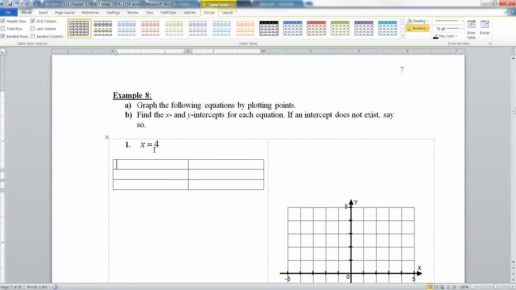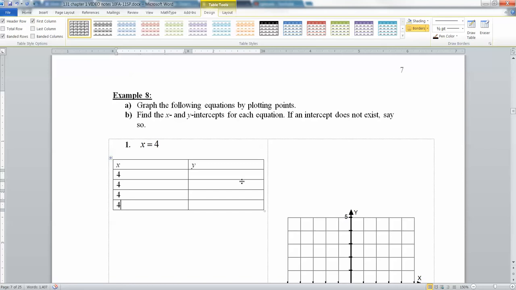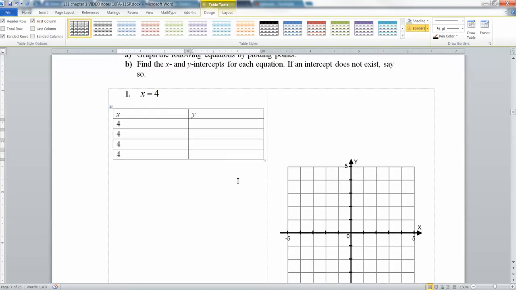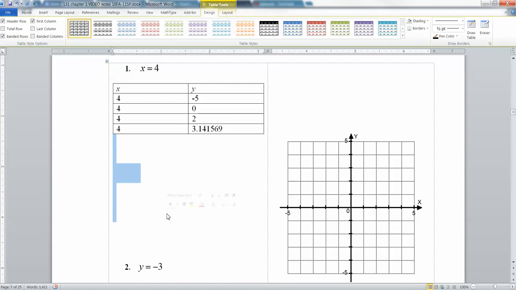All right, so if x is equal to 4, then if I have x, and then over here I've got y, okay? Now, no matter what, x has got to be 4, right? Every time, because it says x is equal to 4. So what's y equal to? Well, it could be -5, it could be 0, it could be 2, it could be 3.14159 or 69, blah, blah. No, I wasn't really shooting for pi there. I just made up numbers off the top of my head.